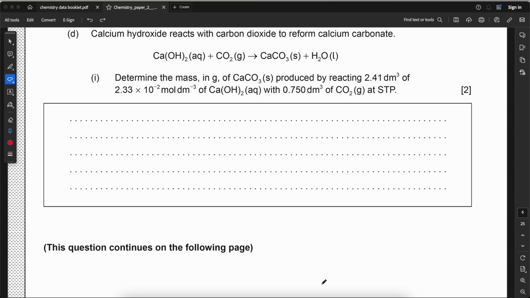Calcium hydroxide reacts with carbon dioxide to reform calcium carbonate. Determine the mass in gram of CaCO3 solid produced by reacting 2.41 decimeter cube of 2.33 times 10 to the power negative 2 mole per decimeter cube of Ca(OH)2 with 0.75 decimeter cube of CO2 at STP. So volume and concentration of Ca(OH)2 is known, and volume of CO2 is also known. Therefore, we need to find out which one is the limiting reactant. So let me just copy down the reaction.